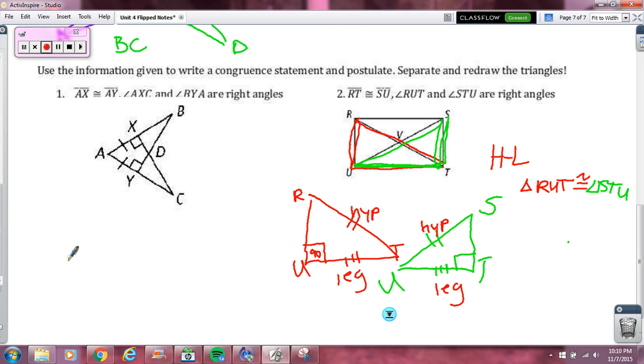You try to separate out number 1. I'll give you a hint. The thing they're going to have in common is going to be that angle A. So ABY is one of your triangles. See if you can find the other one. And I'll see you in class with any questions that you might have.